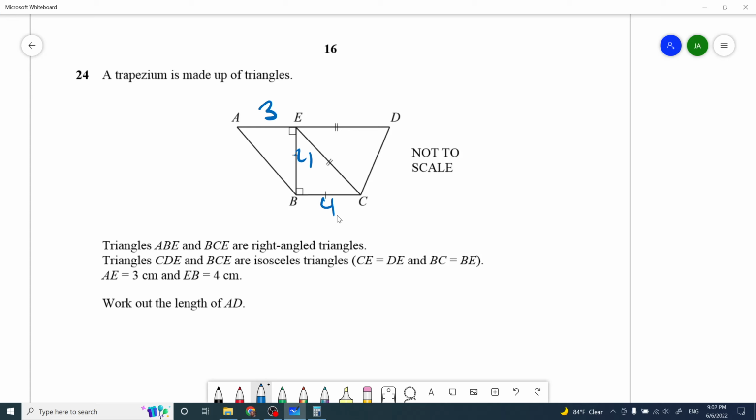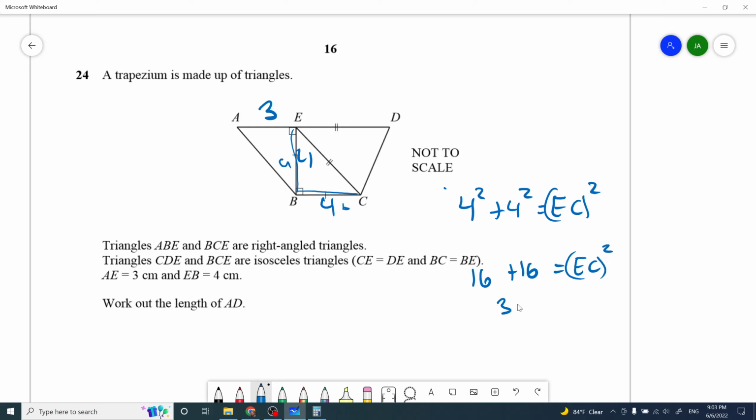Okay, so we do know that this is a right angle, right? We can have a squared plus b squared is going to give us c squared. So we'll take 4 squared plus 4 squared. That's going to give us, well, this is EC, right? We'll call it EC squared. So 4 squared is 16, plus 16 gives us 32, which is the same as EC squared.